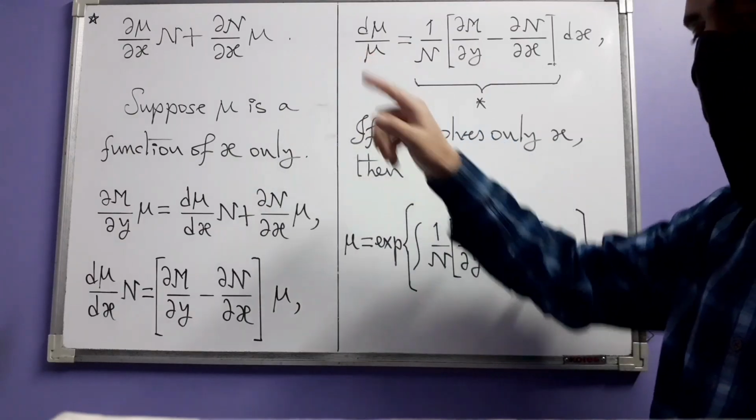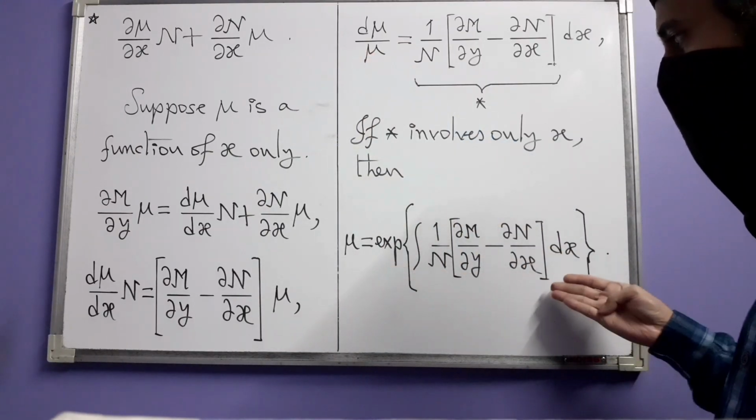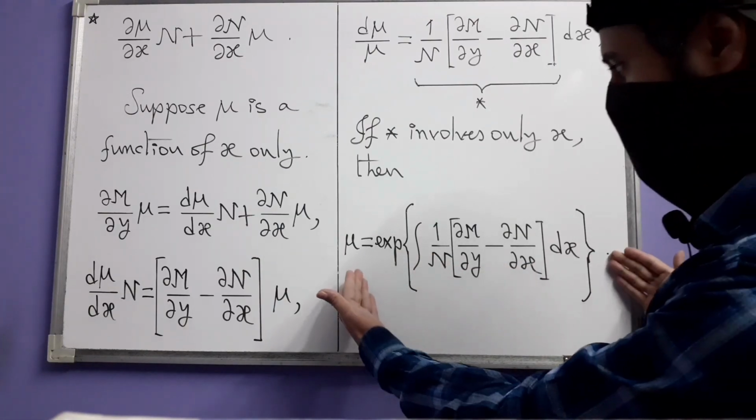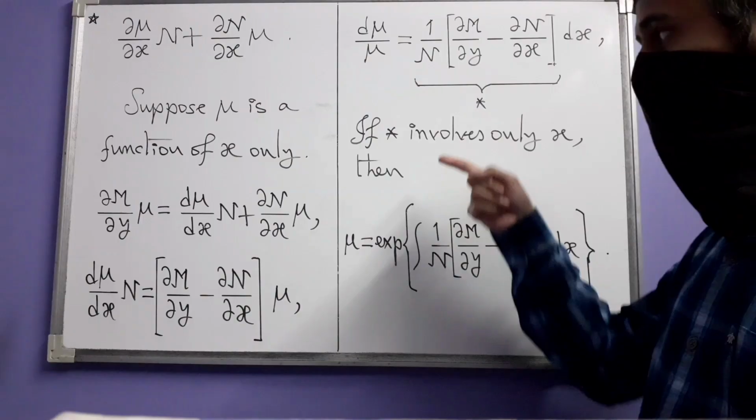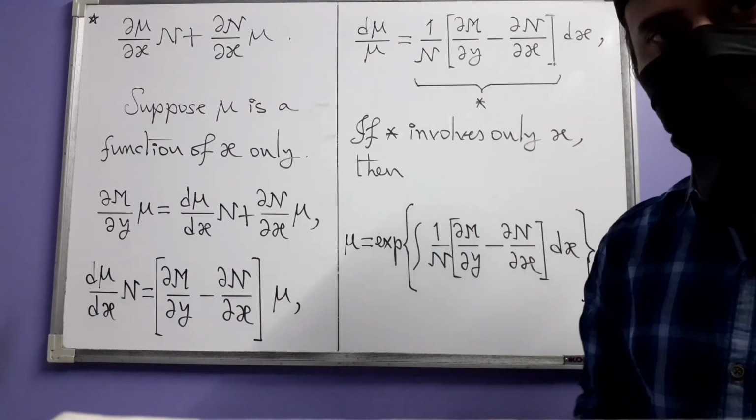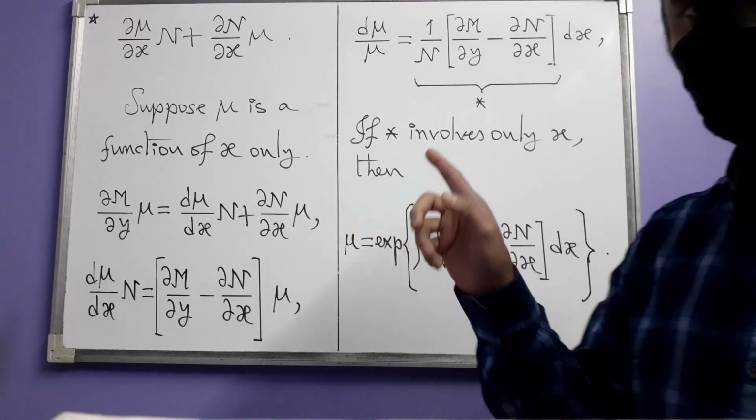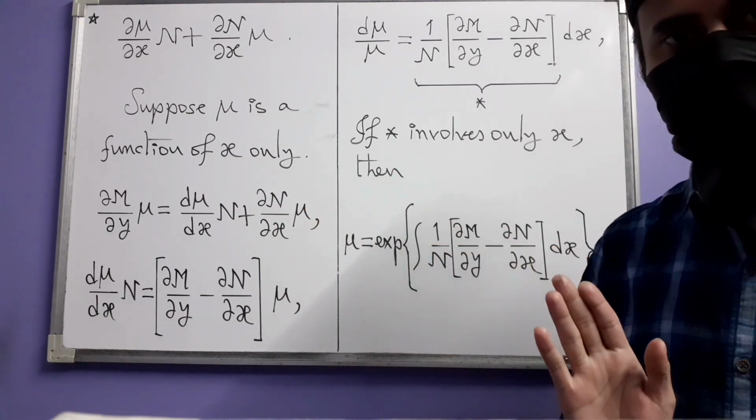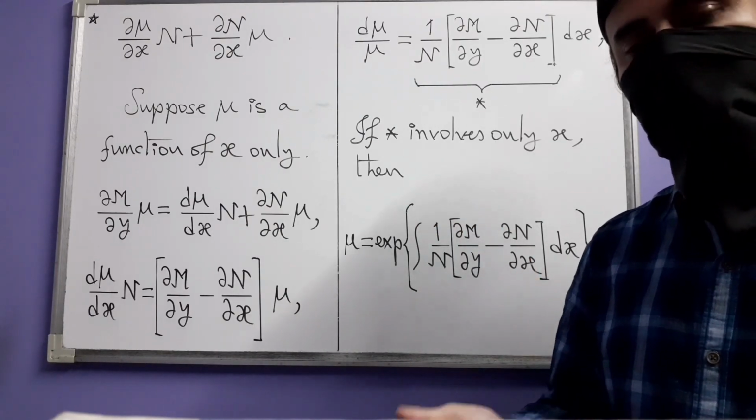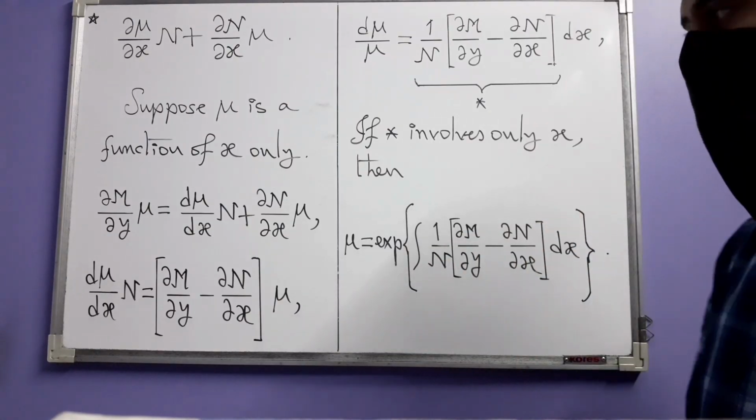And the left hand side will be ln of mu, from which if you solve for mu, you will get mu like this. Mu equals exponent of that integral. So this will be your integrating factor if this happens, if this is a function of x only. And if you then go and multiply the original equation by this integrating factor mu, then that will turn the original equation into another equivalent equation that will be exact, and then you can solve it.